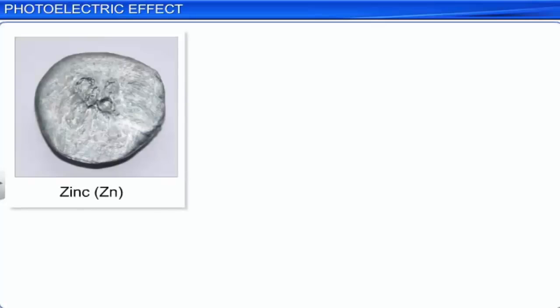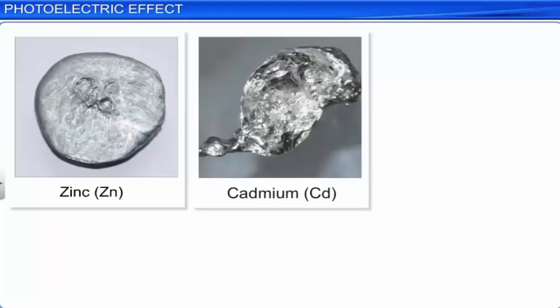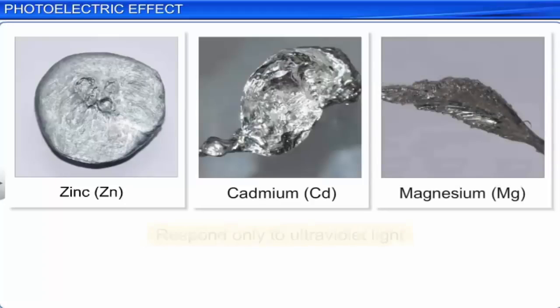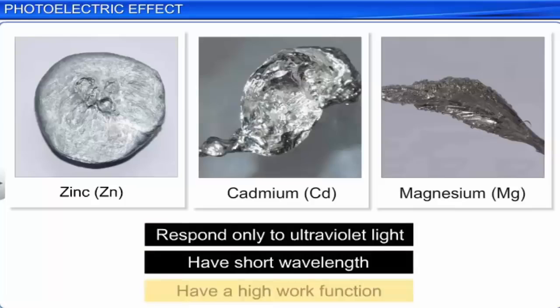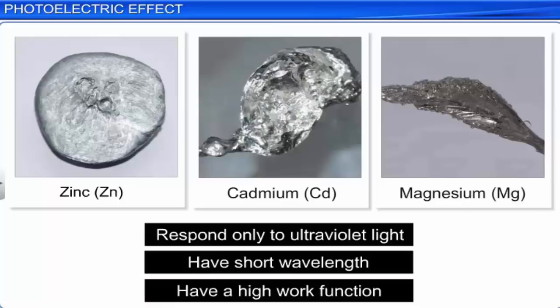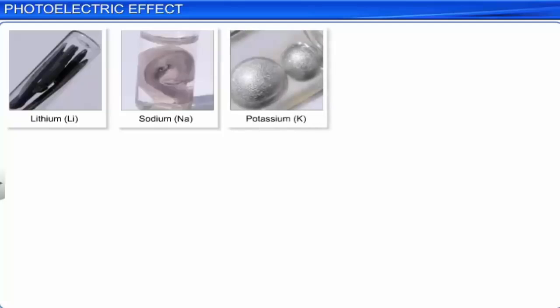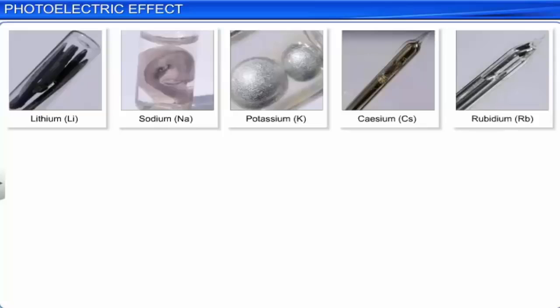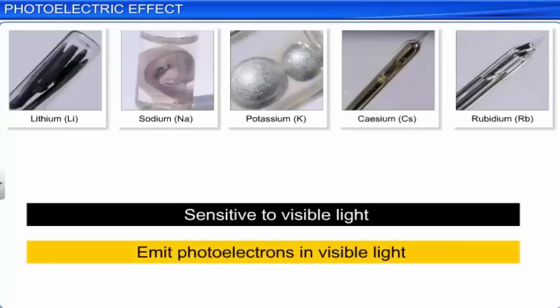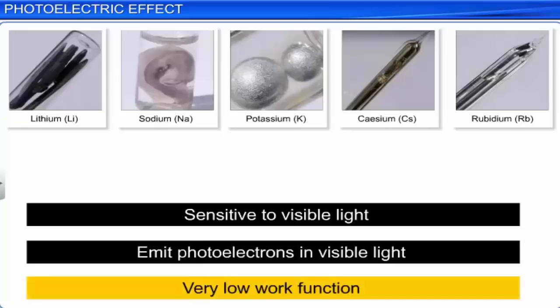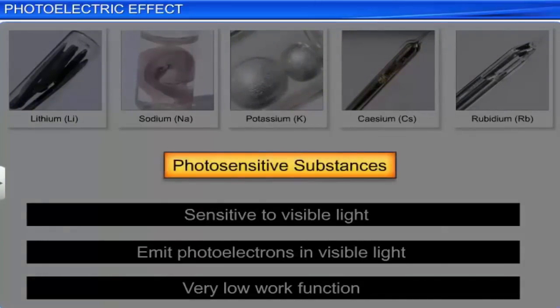Certain metals such as zinc, cadmium, and magnesium respond only to ultraviolet light, as they have short wavelength and a high work function. Whereas some alkali metals such as lithium, sodium, potassium, calcium, and rubidium are sensitive even to visible light. Such metals which emit photoelectrons in visible light and have a very low work function are known as photosensitive substances.